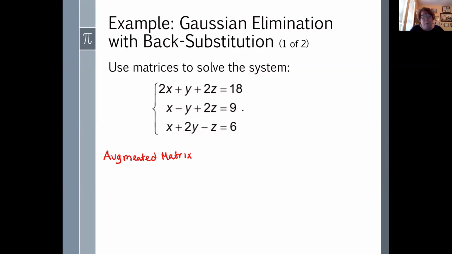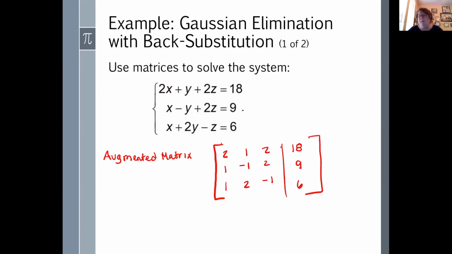This is a very important step. I can't overemphasize how important it is that you get this written down correctly. So I write it down in columns, the coefficients on the x, 2, 1, 1. Coefficients on the y's, 1, -1, 2. Coefficients on the z's, 2, 2, -1. And then my constants, 18, 9, and 6.